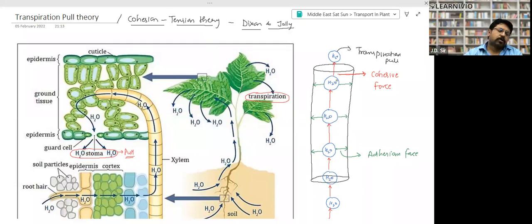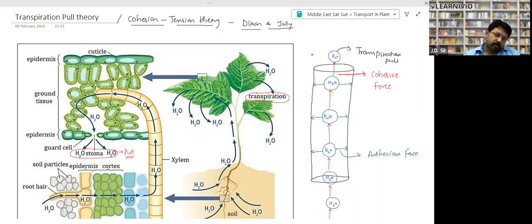You must have seen that when we drink cola drinks, we take a straw, put it in the cola drink, and start sucking it. When I suck, what happens? We put a suction pressure, and due to that pressure the cold drink starts rising. That's how we drink it. In the same way, the xylem tubes work as the straw of the cold drink, and the suction pressure is created by transpiration pull. The same thing is happening here.